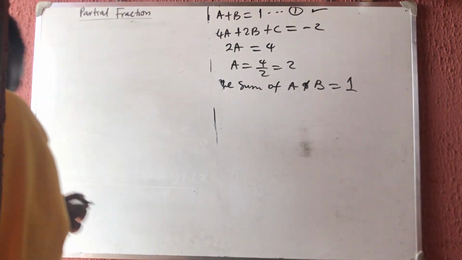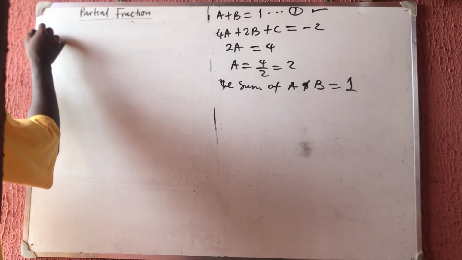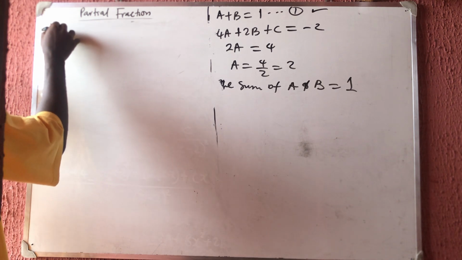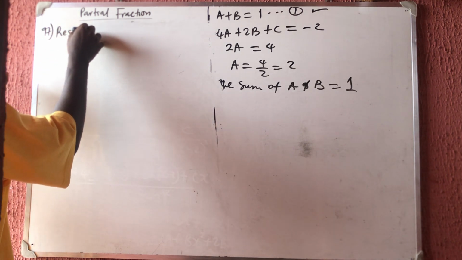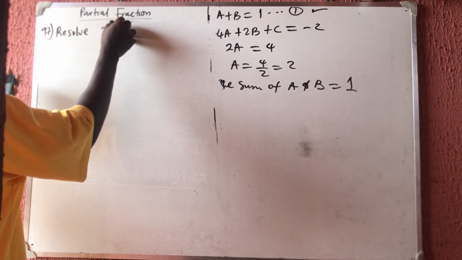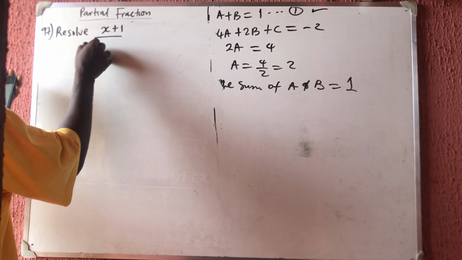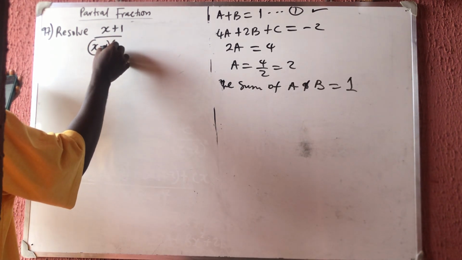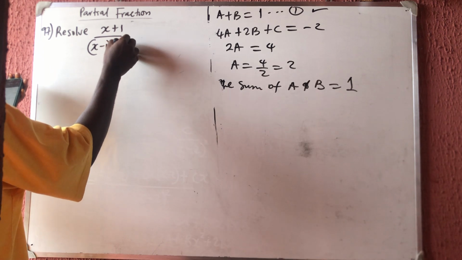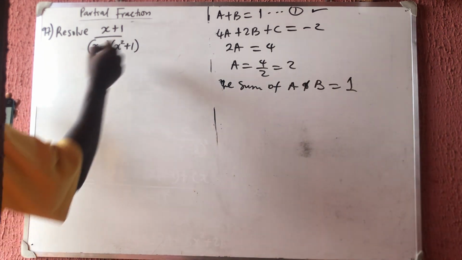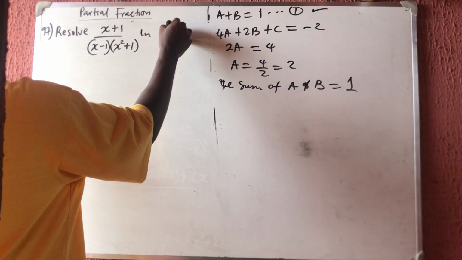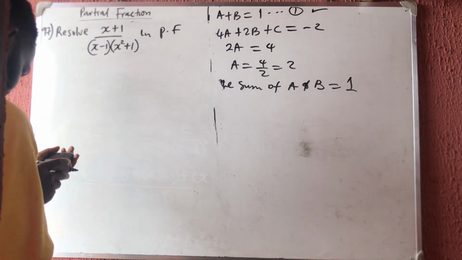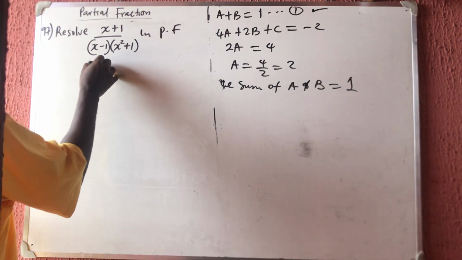The last question on partial fractions said to resolve question 97. We should resolve x plus 1 all over x minus 1 into x squared plus 1. Resolve this into partial fractions. All right, so look at this very simple solution.